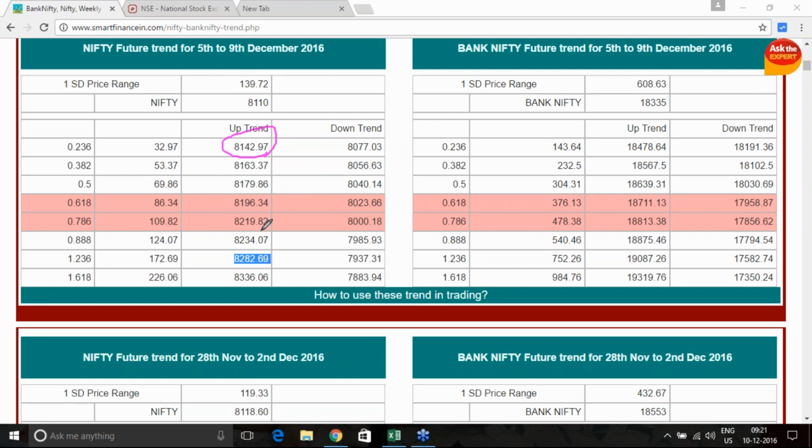So in those situations, what I have told you is, once you achieve the first or second target, try to sell one option of a higher strike. Suppose you are buying at 8142.97 or 8143 level, and Nifty has managed to cross the 8220 level, the second target, then try to sell some 8350 call option. For the first target the trailing is 8163, for the second target the trailing is 8180, for the third target 8220.